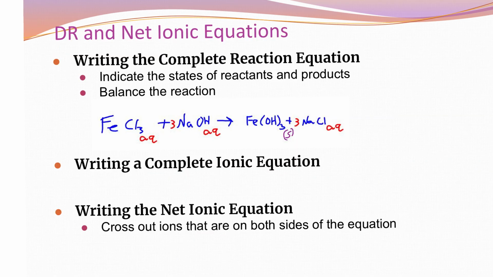So the last thing we want to talk about is a net ionic equation. After you do a double replacement reaction, it's best practice, or at least when it's asked for, to show a net ionic equation. To do that, you're going to want to write the complete ionic equation first, and then you're going to cross out the ions that are common.